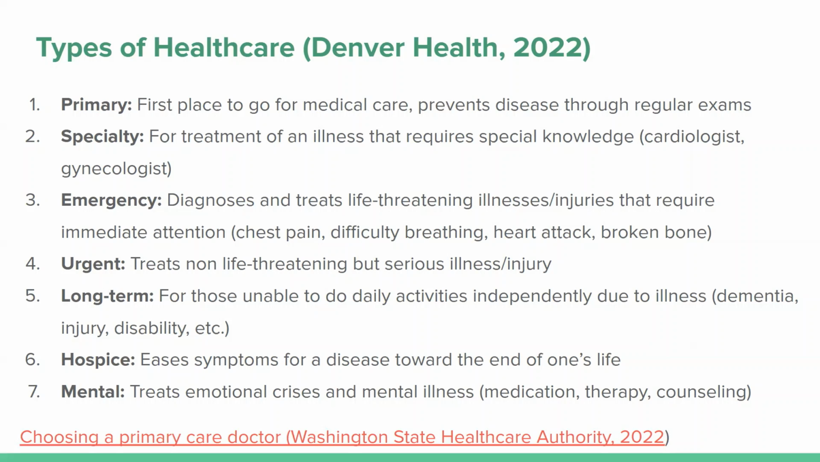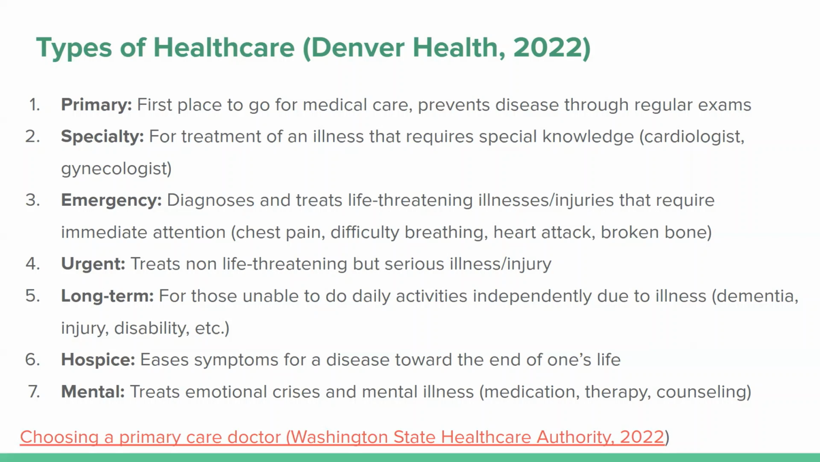Long-term care is for those who are unable to do daily activities independently due to a condition. These are usually meant for a lot of times the elderly, not always the case, but a lot of times it is. Hospice is the type of care that eases symptoms for a condition that is towards the end of one's life. And then, of course, there's mental health care, which treats emotional crises and mental illness through medication, therapy, and/or counseling.